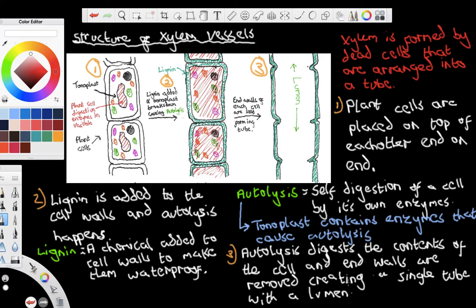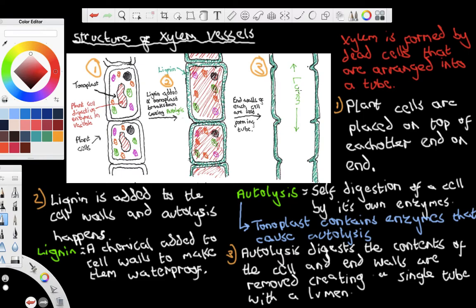We did define lumen in previous lessons, therefore I'm not going to do it now. So by doing this, we've created a single tube that we call the xylem. With the xylem, the plant places lots of cells end on end. It then adds lignin to the walls of those cells. Autolysis takes place in each cell, so the tonoplast opens in each cell, releasing digestive enzymes which digest all of the organelles found within the cell. The end walls are then removed to create a continuous tube with a lumen that we call the xylem.